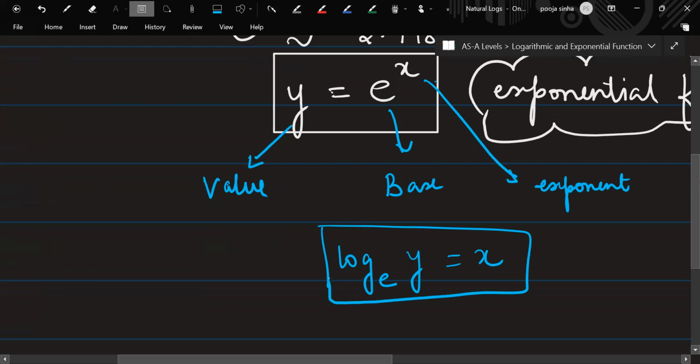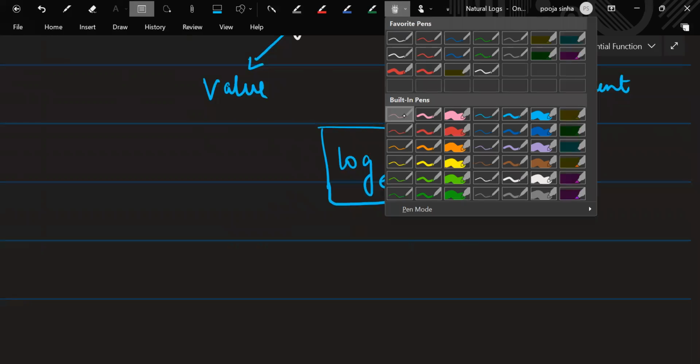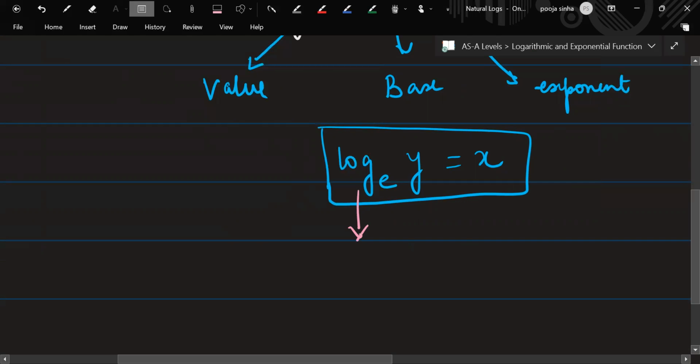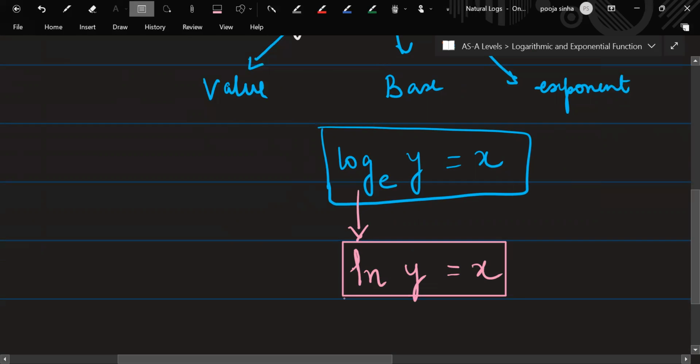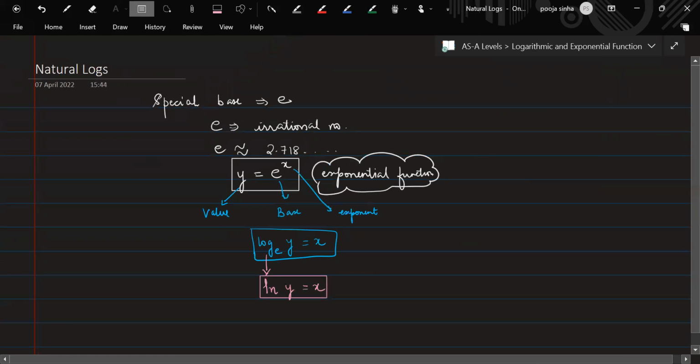Now, this log to the base e is what we call either log to the base e or ln. You can see it in your calculator that it shows ln. That is ln y, which means log to the base e. Log to the base e is ln. Clear? Okay, this is understood. It's very simple, no? Just that a base is changing, nothing else. No rocket science here.